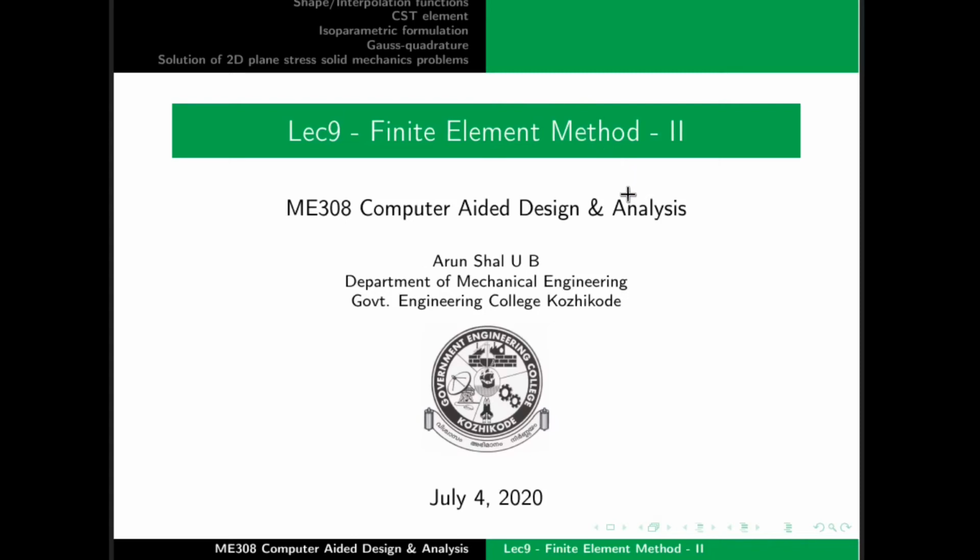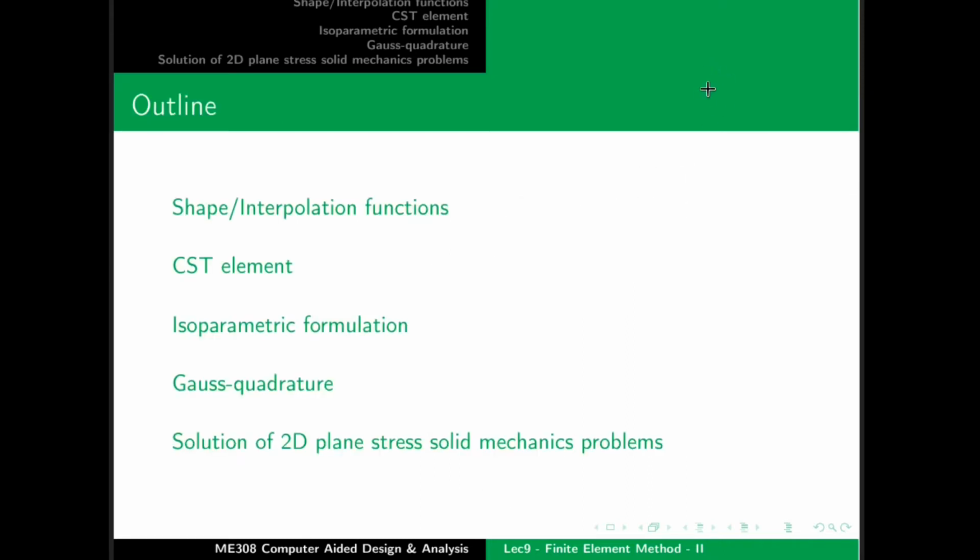Hi friends, this is the first part of the module 6 lectures. In module 6 we are going to learn about the following topics. First of all, we will develop a general procedure for the formulation of shape functions. Next we will study 2D triangular elements, in which we will specifically learn about CST elements, that is constant strain triangular elements. Then isoparametric formulation, Gauss quadrature, and finally we will solve some problems on 2D stress analysis.